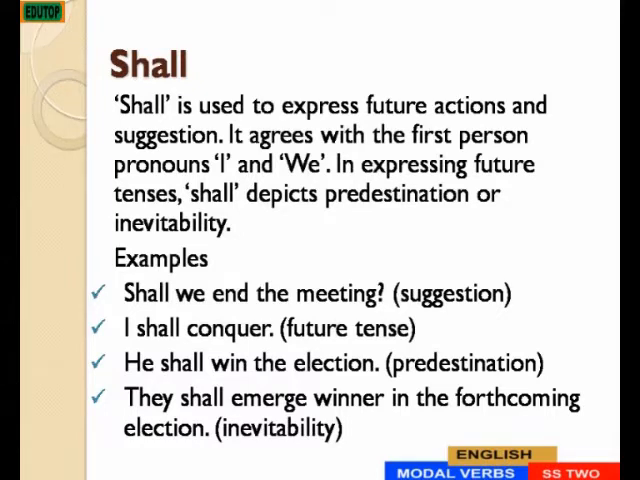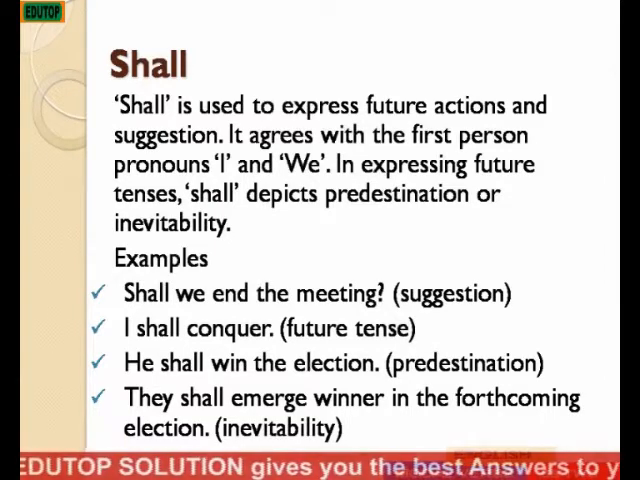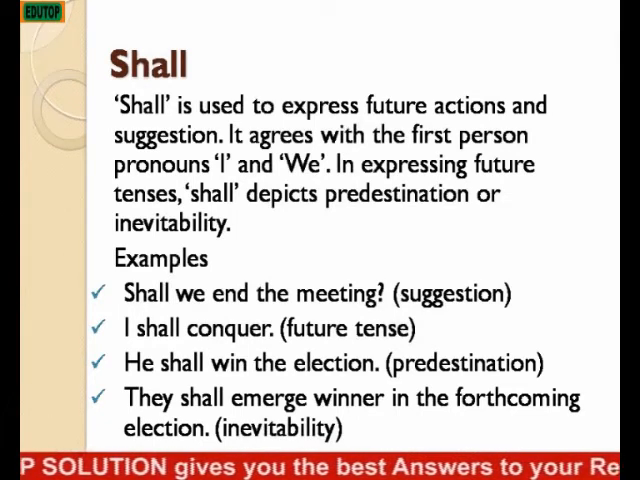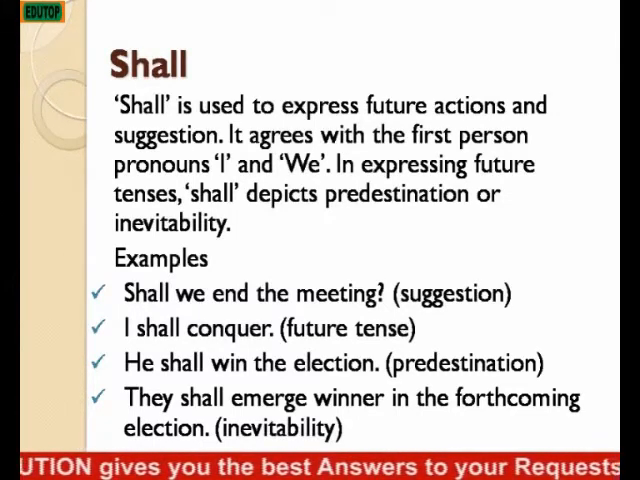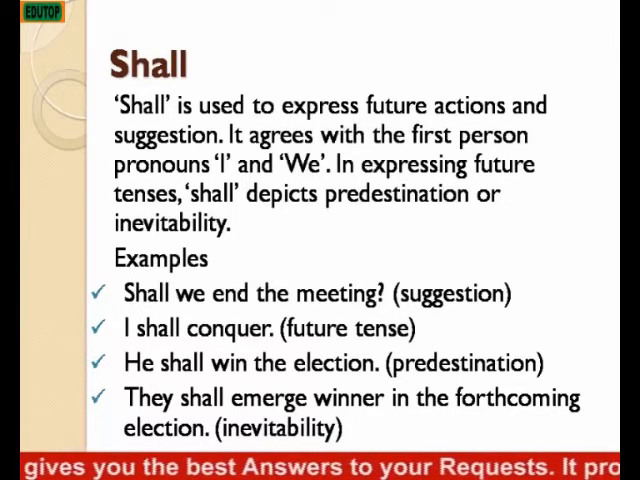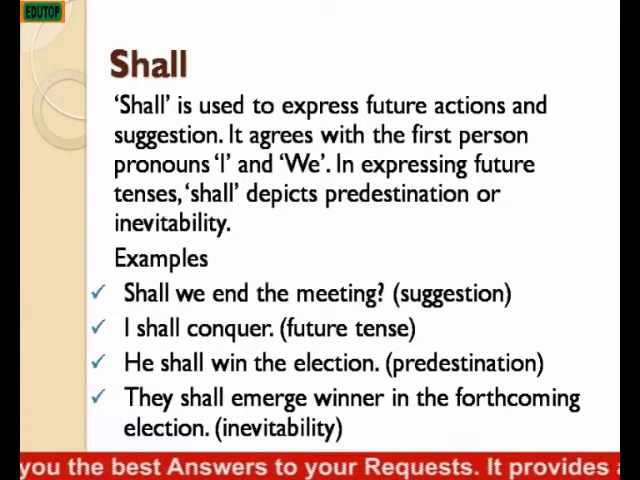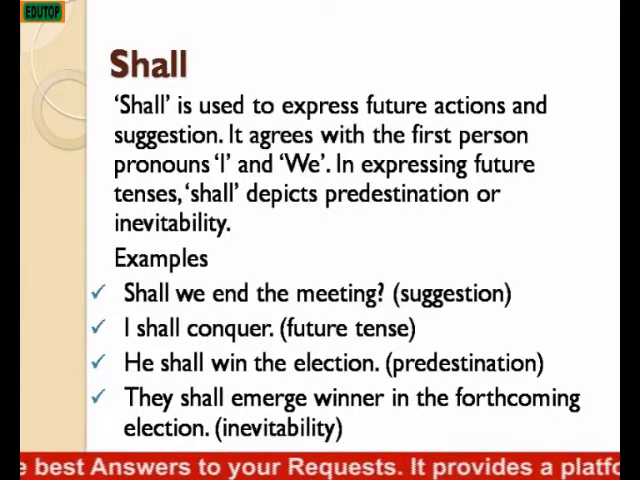Shall is used to express future actions and suggestions. It agrees with the first person pronouns, I and we. And in expressing future tenses, shall depicts predestination or inevitability. Examples: Shall we end the meeting? This is expressing suggestion.